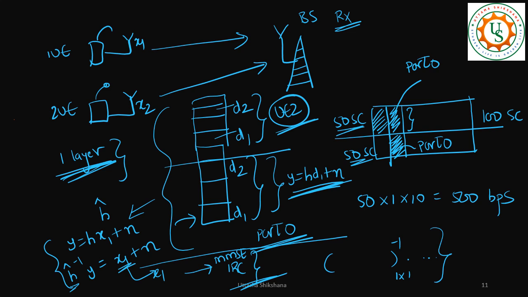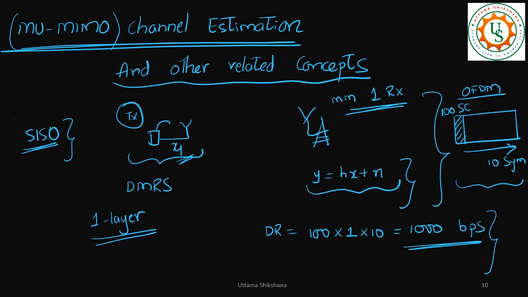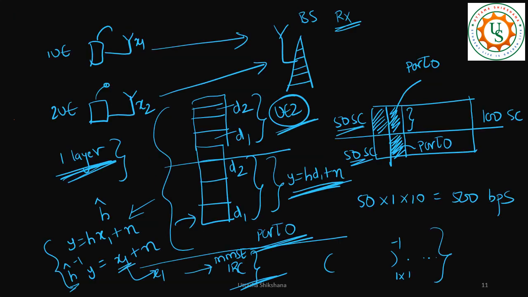So I hope you got the clarity. Even in this case, DMRS allocations are clear. You also got to know how to perform the channel estimation, and MMSE is similar to what I just mentioned. It's all fine. Now what I want to mention here is, let's say now I will go to a single UE, one UE but two layers.